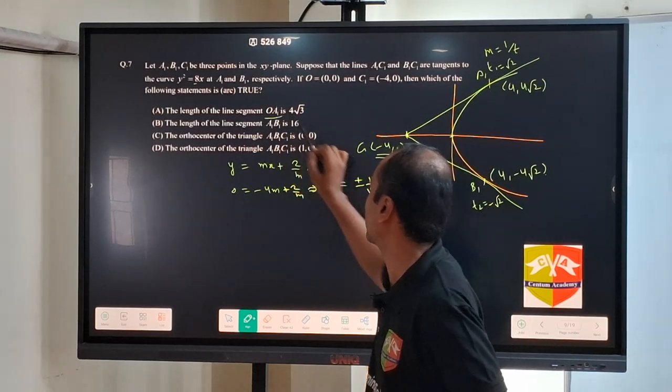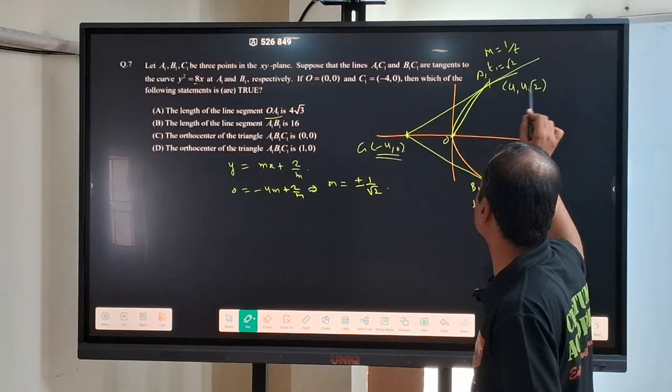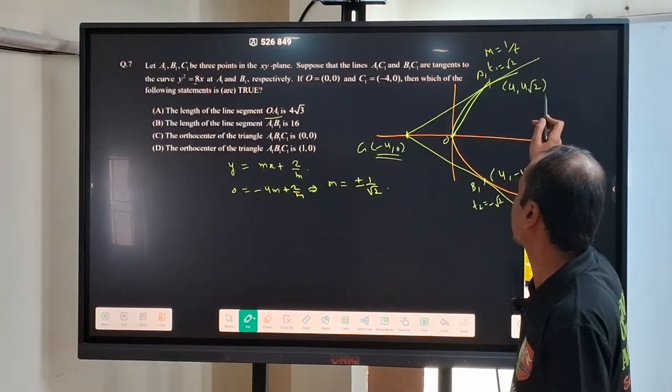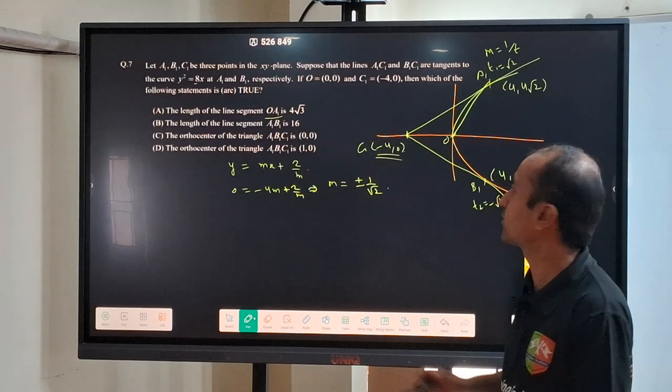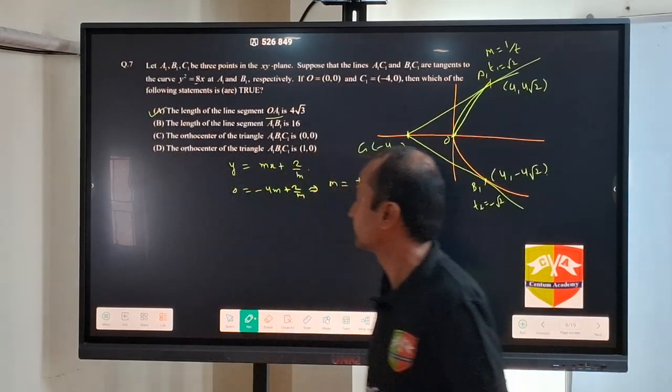Length of line segment OA1. Using the distance formula, OA1 length is 4 square plus 4 root 2 whole square. 4 root 2 whole square is 32. 32 plus 16 is 48. Root of 48 is 4 root 3. So yes, option number A is correct.